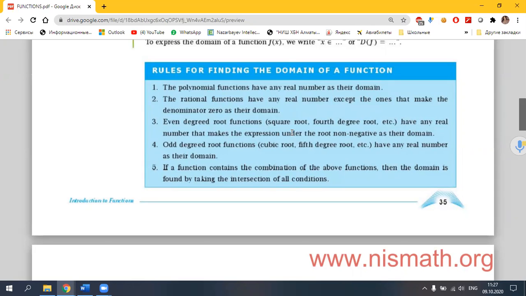Odd degree root functions, odd деген тақ, жұп деген even. Дәрежесі тақ болатын функциялар have any real number as their domain. Оған да барлық real numbers бола береді. Әсіресе мына 3 дәрежелі түбірдің астында теріс сан бола береді. Тек квадраттық түбір астында теріс сан болмау керек.